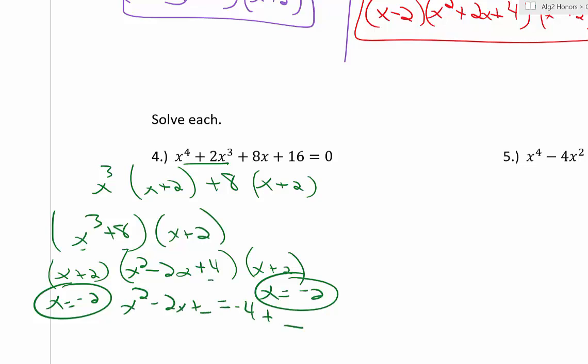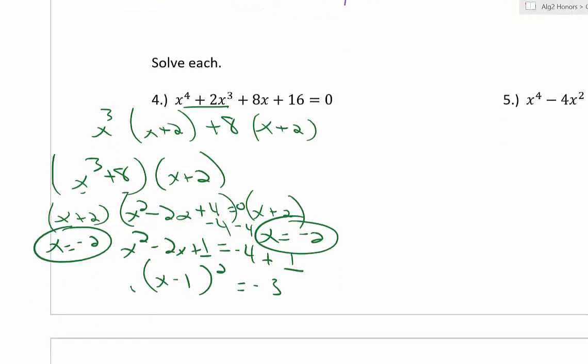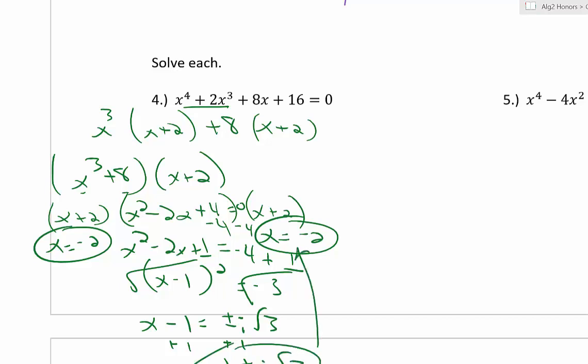So I'm going to move my 4 over by subtracting it. Remember, this is equal to 0. I'm going to get x minus 1 squared. So if I square it, it's 1, so it equals negative 3. And then we'll take the square root of both sides. X minus 1 equals plus or minus i root 3, plus the 1. So 1 plus or minus i root 3, along with negative 2 and negative 2.